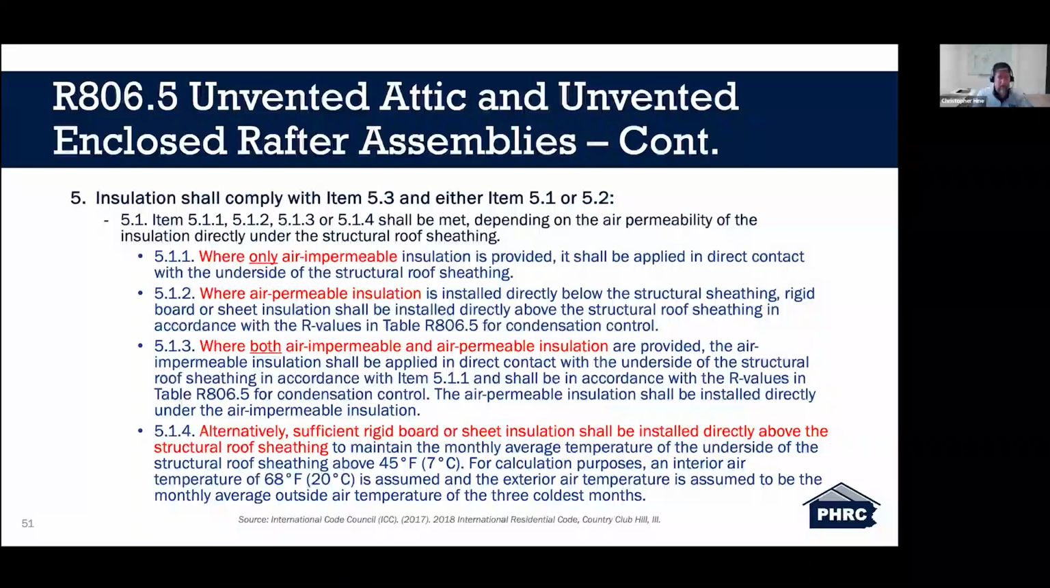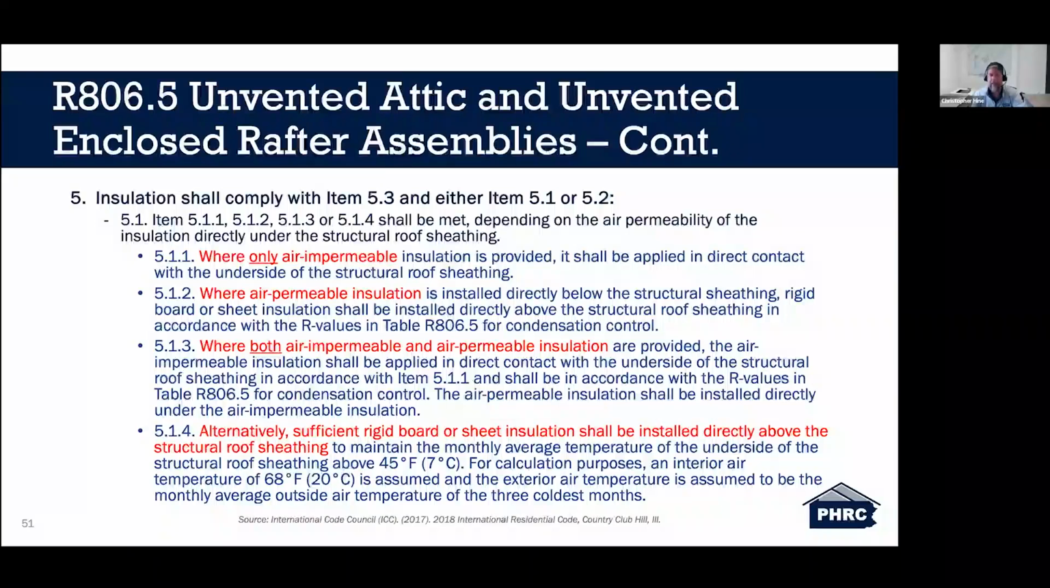So item 5.1.1 talks about where only air impermeable insulation is provided, it shall be applied in direct contact with the underside of the roof structural sheathing, right? Point 2 is where air permeable insulation is installed directly below the structural sheathing. Rigid board or sheet insulation shall be installed directly above the structural roof sheathing in accordance with the R values in 806.5 for condensation control.